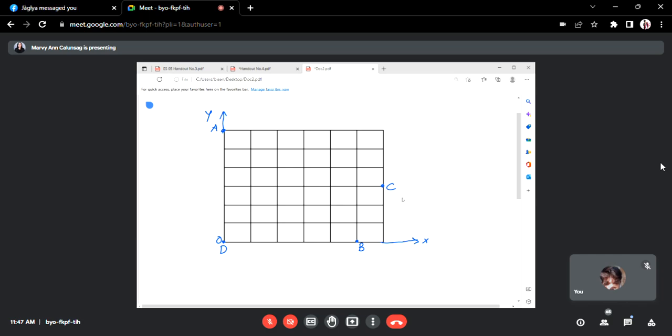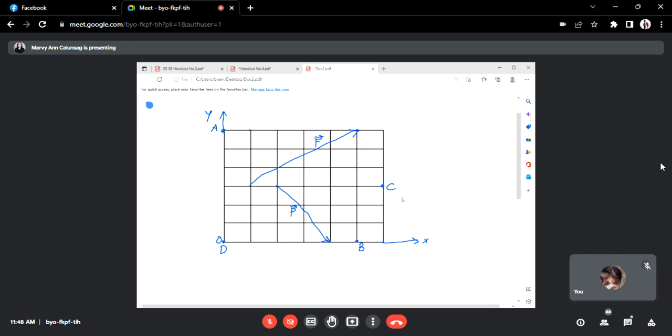We have this as force F. And then we have force P. This is our force P. And each cell here is 1 unit, so the distance per cell is 1 unit.